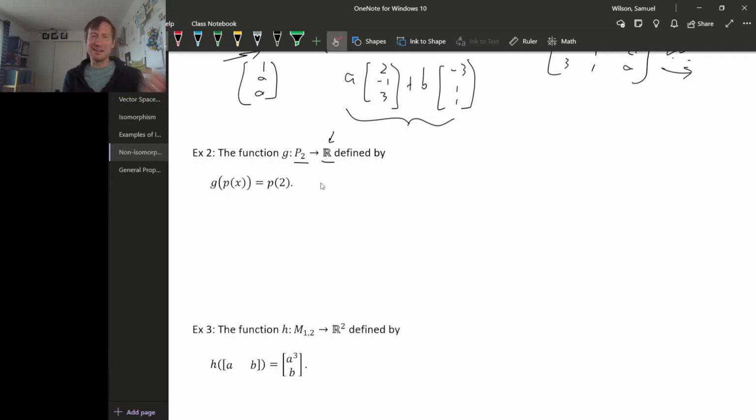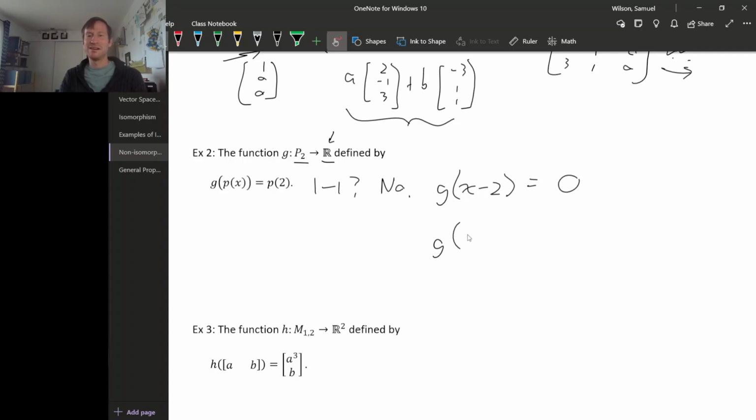Well, clearly not. So one-to-one, no. We need to provide a counterexample to show that it's not one-to-one. Well, if we take g of x minus 2, remember what g does is it just plugs in 2 to this polynomial, so when we do that we get 0. But there are other degree 2 polynomials that give us 0 when we plug in 2.